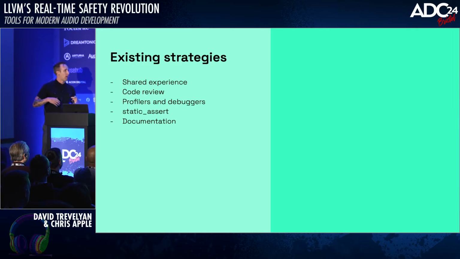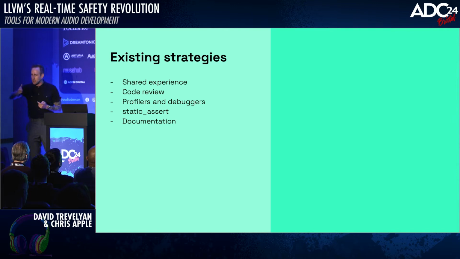Well, the existing strategies, there are many of them. Things like code review, we just did that a few slides ago. Profilers and debuggers, ktrace, dtrace, things like that. And of course, documentation. I've seen multiple audio code bases with a big all caps comment saying, do not, under any circumstances, call this in the real-time thread. And of course, I've seen that called in the real-time thread, so maybe that's not the best approach.